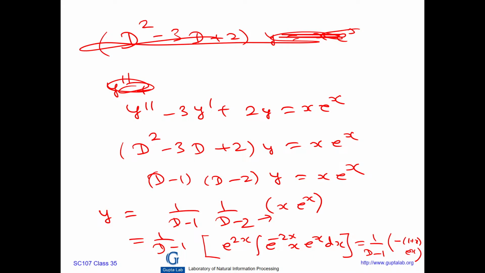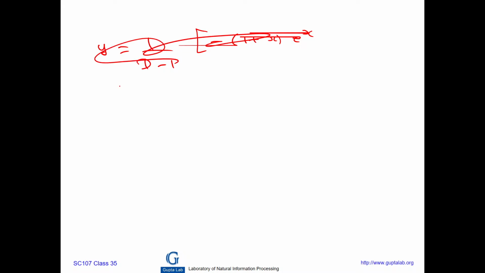Now I can apply 1 over d minus 1 on this. Now our new function f of x is this, so I can just apply that. So then y is equal to 1 over d minus 1 of minus 1 plus x times e raised to power x.